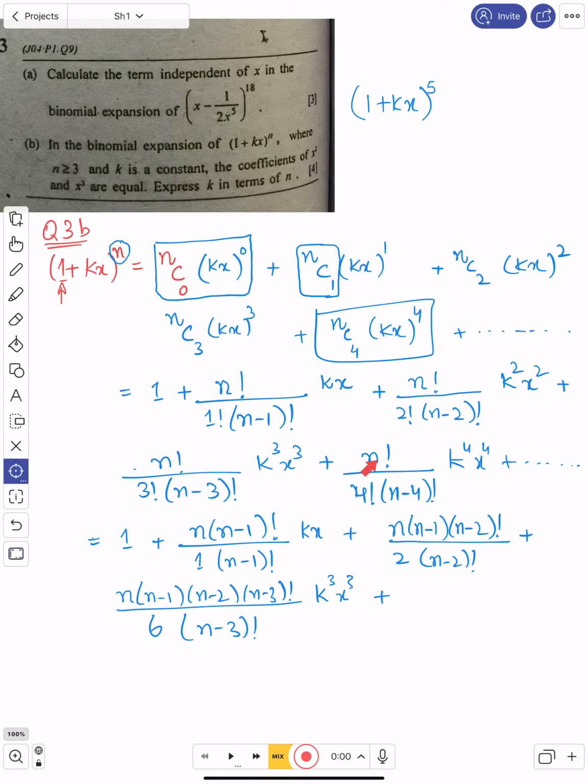Now next, n factorial and 4 factorial. This, how can we write it? We can write it as n factorial over, no sorry, n minus 1, n minus 2, n minus 3 and n minus 4 factorial. And then 4 factorial is 4 into 3 into 2 into 1, 24 it's making, and n minus 4 factorial.